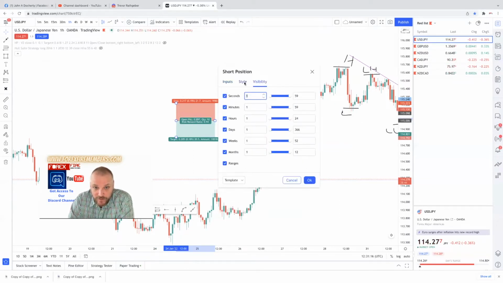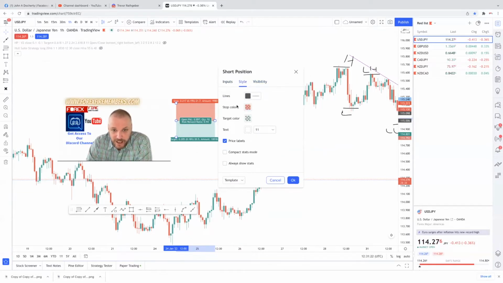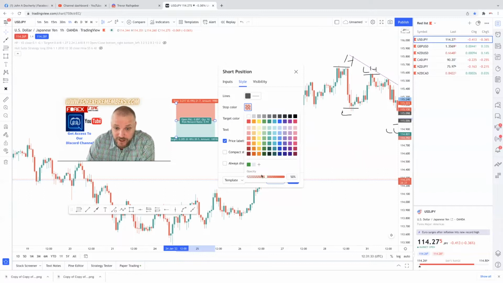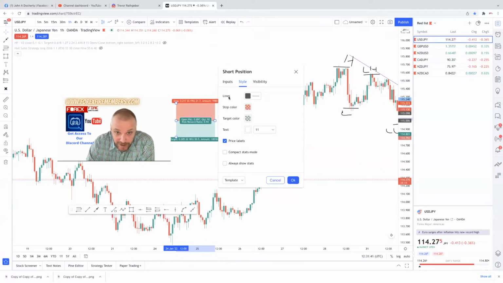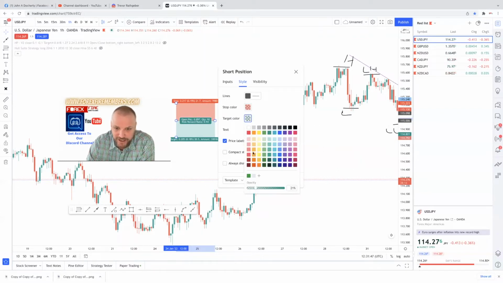Obviously, on your visibility, you'll just leave everything as is. The style, I've got the stop color. So in this instance, the red, we class red as danger, red as drawdown, okay? Again, you can have it any color you wish. You just click on it. You've got the opacity. You can just change it into any color, make it strong, make it weak. But I generally keep that red. For me, on a short position, I've just got it as like a greenish color. And again, you can make this any color you want, okay? Just down to your personal preference, to be fair. And again, make it weak, make it strong, make it the opacity in and out, okay?